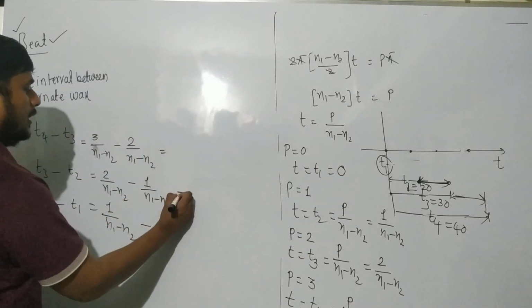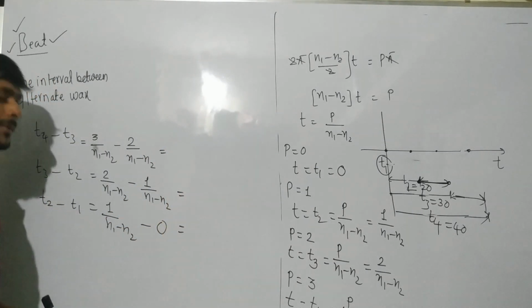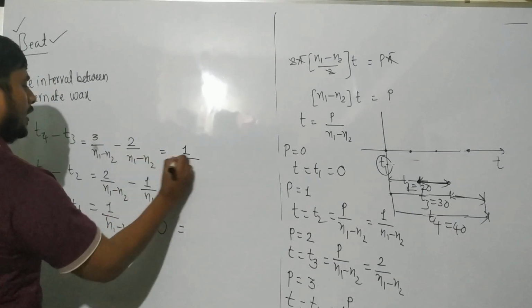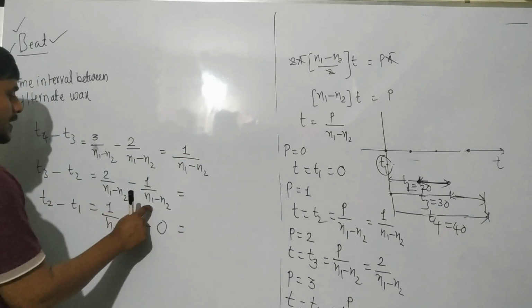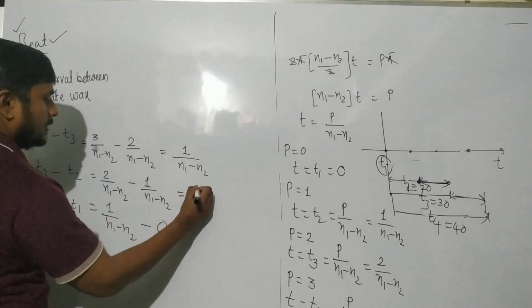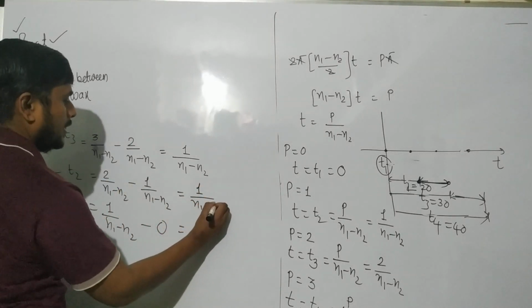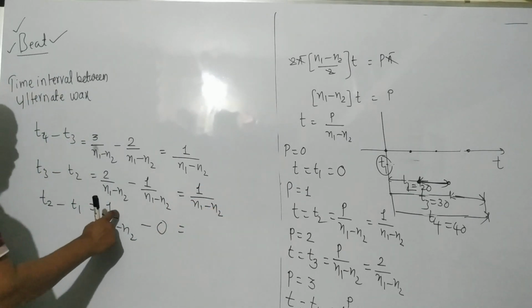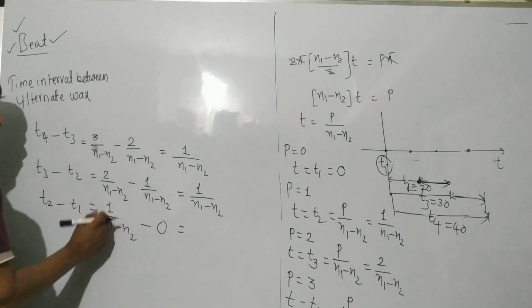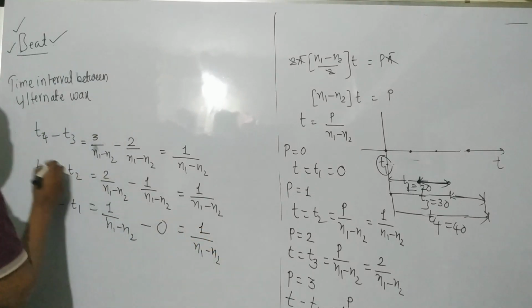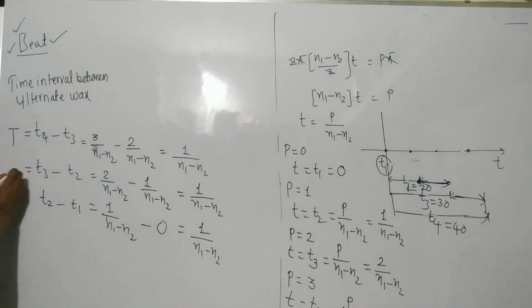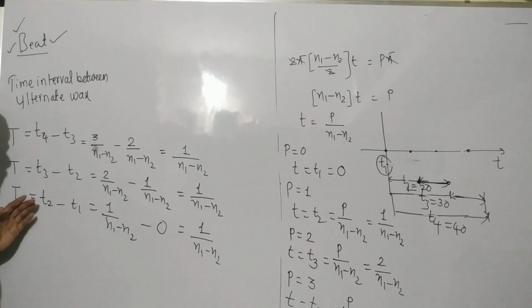If we do this subtraction, every time we will get a fixed time. The denominator remains the same, n1 - n2. Right? What is the difference? Denominator same, numerator is the subtraction, 2 - 1, that is equal to 1 divided by n1 - n2. If we subtract 0 from any term, that term remains as it is. So this is the time interval between two successive wax. That's the reason why this is a time interval.